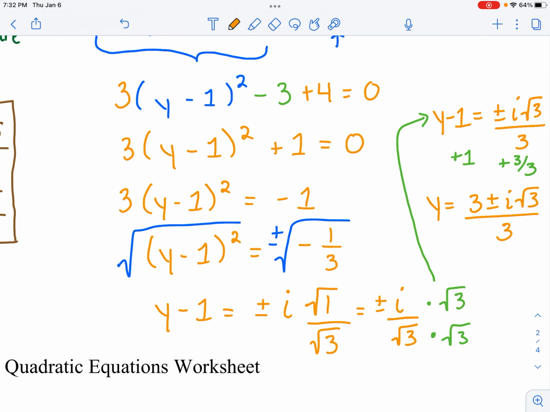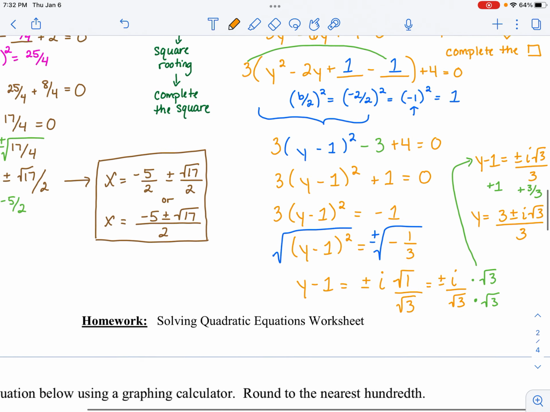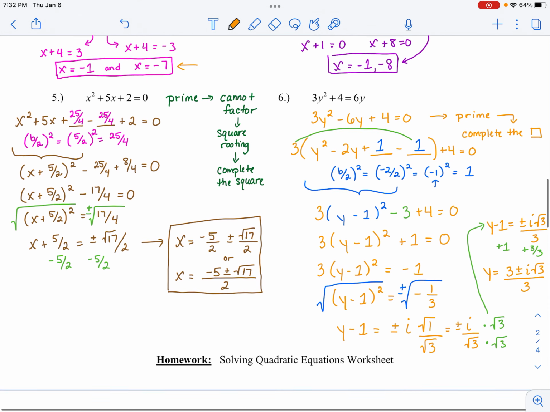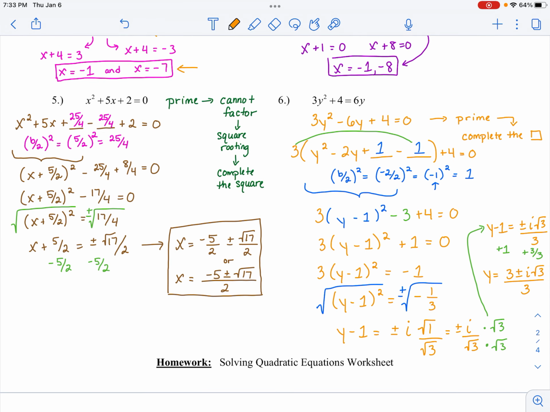These completing the square problems are going to be involved. They take a lot of practice, so be ready to work with them, okay?